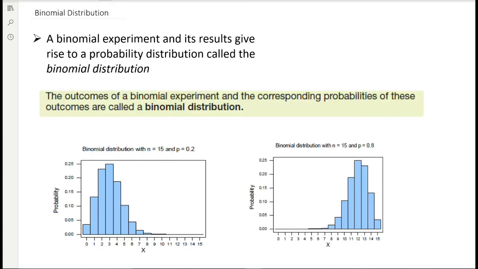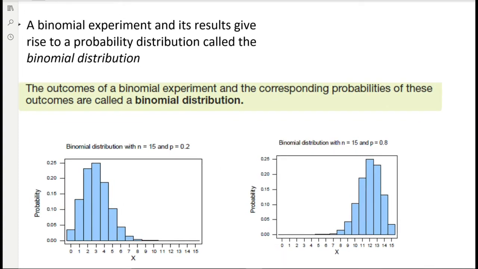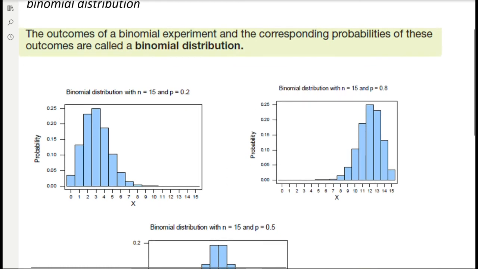Alright, so now let's talk about a binomial distribution. We mentioned what a binomial experiment is and the 4 requirements for an experiment to be considered a binomial experiment. So now the results of the binomial experiment give rise to a distribution that is called the binomial distribution. So again, that's the definition. The outcomes of a binomial experiment and their probabilities are called the binomial distribution.